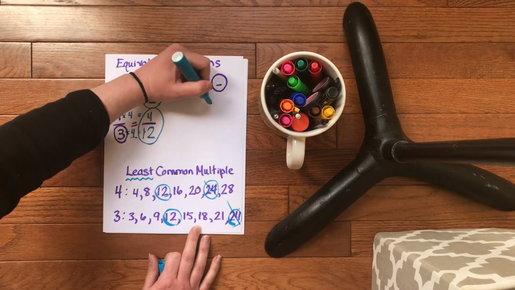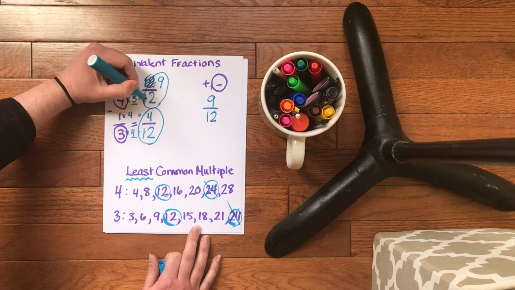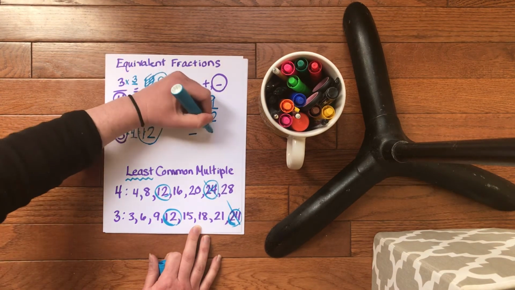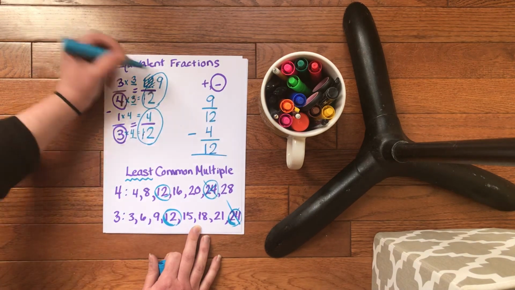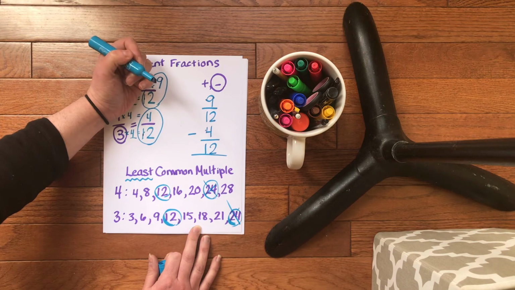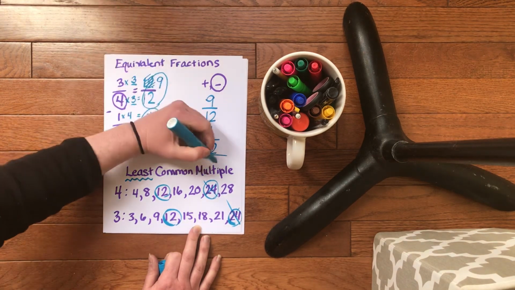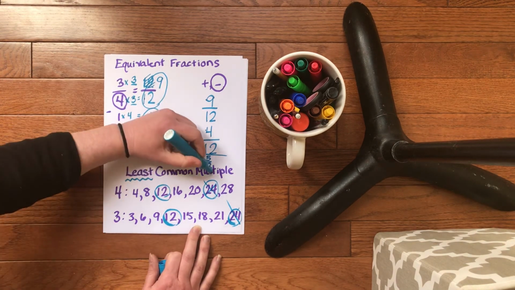I'm going to bring it over here so that I can subtract now because my denominators are the same. 12 and 12. 9/12 minus 4/12 is 9 minus 4. 9, 8, 7, 6, 5. 5/12. There we go. That's our answer.